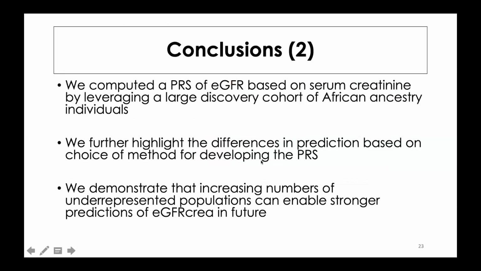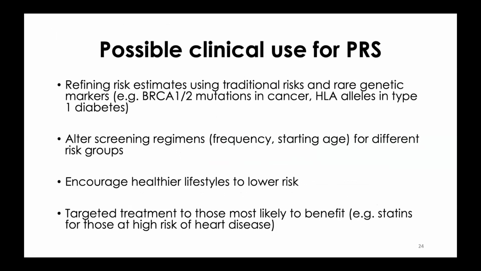And so to conclude, we computed the PRS of eGFR based on serum creatinine by leveraging a large discovery cohort of African ancestry individuals. We further highlighted the differences in prediction based on the method for developing the PRS. And here we also demonstrate that if we increase the numbers in underrepresented populations, we can make stronger predictions for eGFR in future. And so in totality, what could such PRSs do?